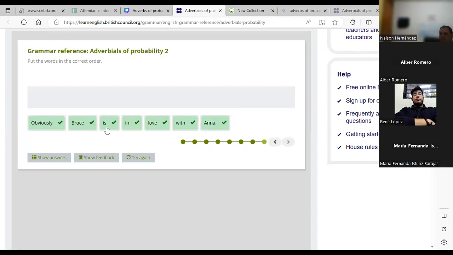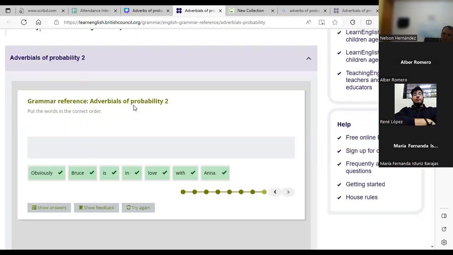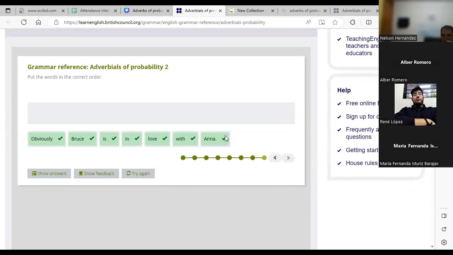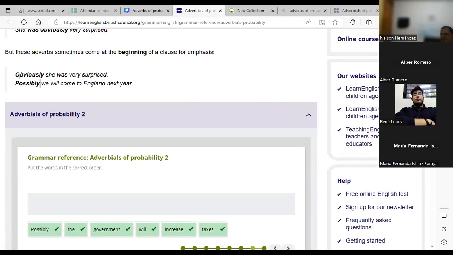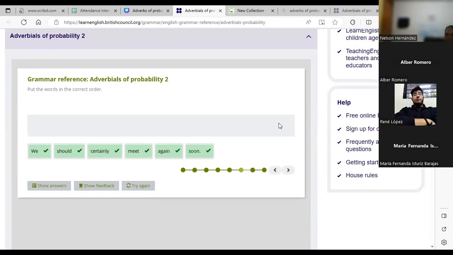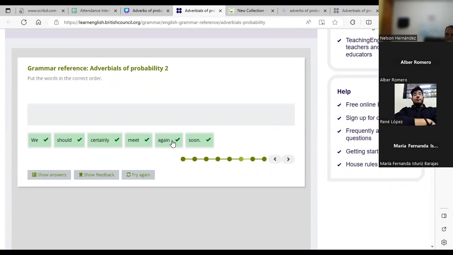I think we can check them. This one is correct. Why? Because we have learned that obviously here and possibly can also be used at the beginning. Okay, sometimes, so good job. So obviously, Bruce is in love with Anna. Perfect. Let's go back. This one is also good. Possibly the government will increase taxes. Okay, let's go here. We should certainly meet again soon. Again, certainly in front of the main verb of the sentence.